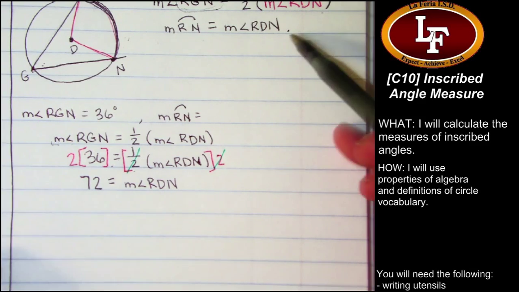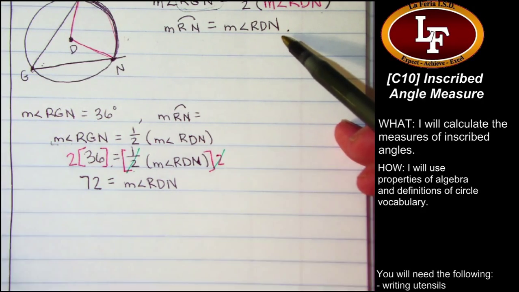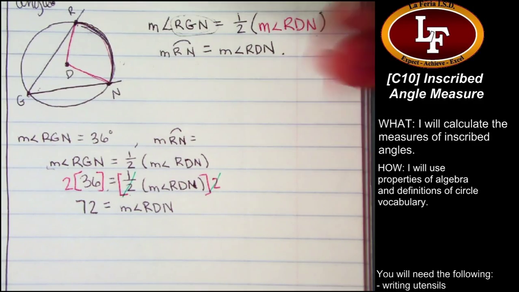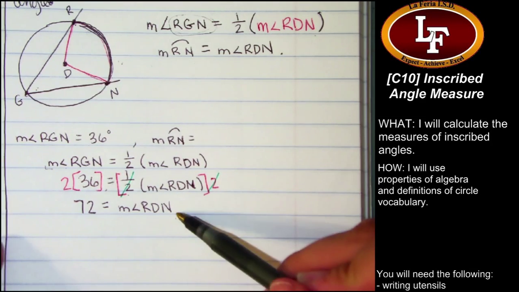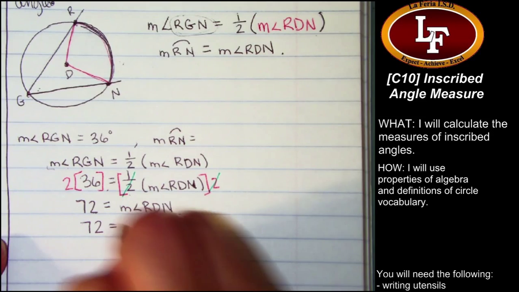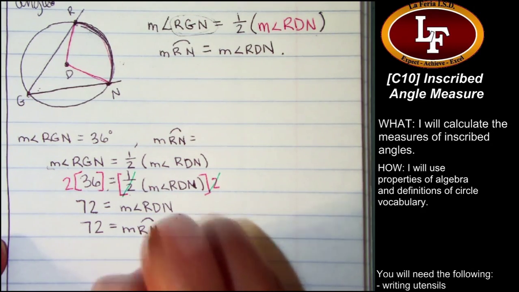Well, according to our comments on how we find the measures of inscribed arcs, those arcs that are created by angles, the measure of an arc is the same as the measure of the central angle that creates it. I now know the measure of the central angle, so I know the measure of the arc, which was the entire question that I was looking for.